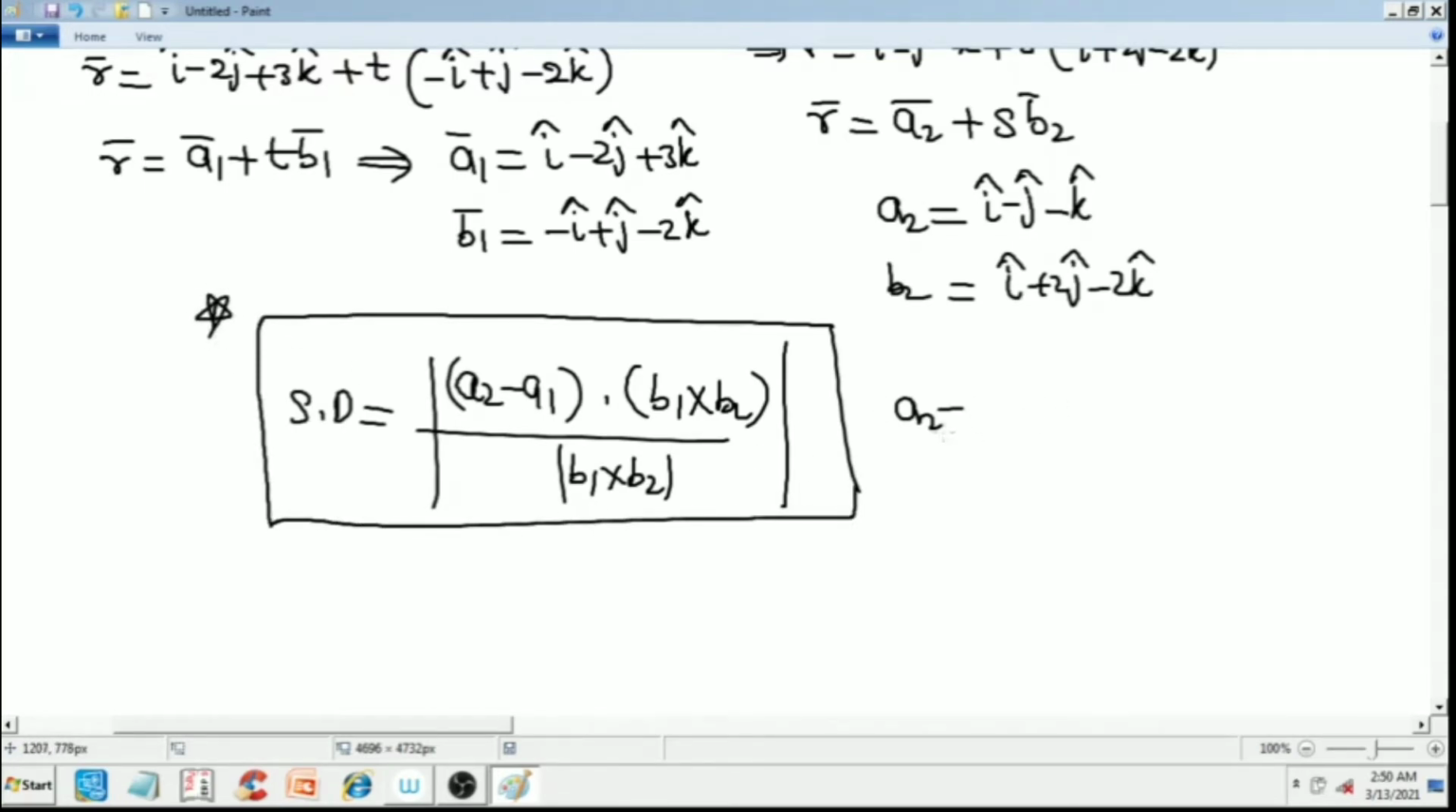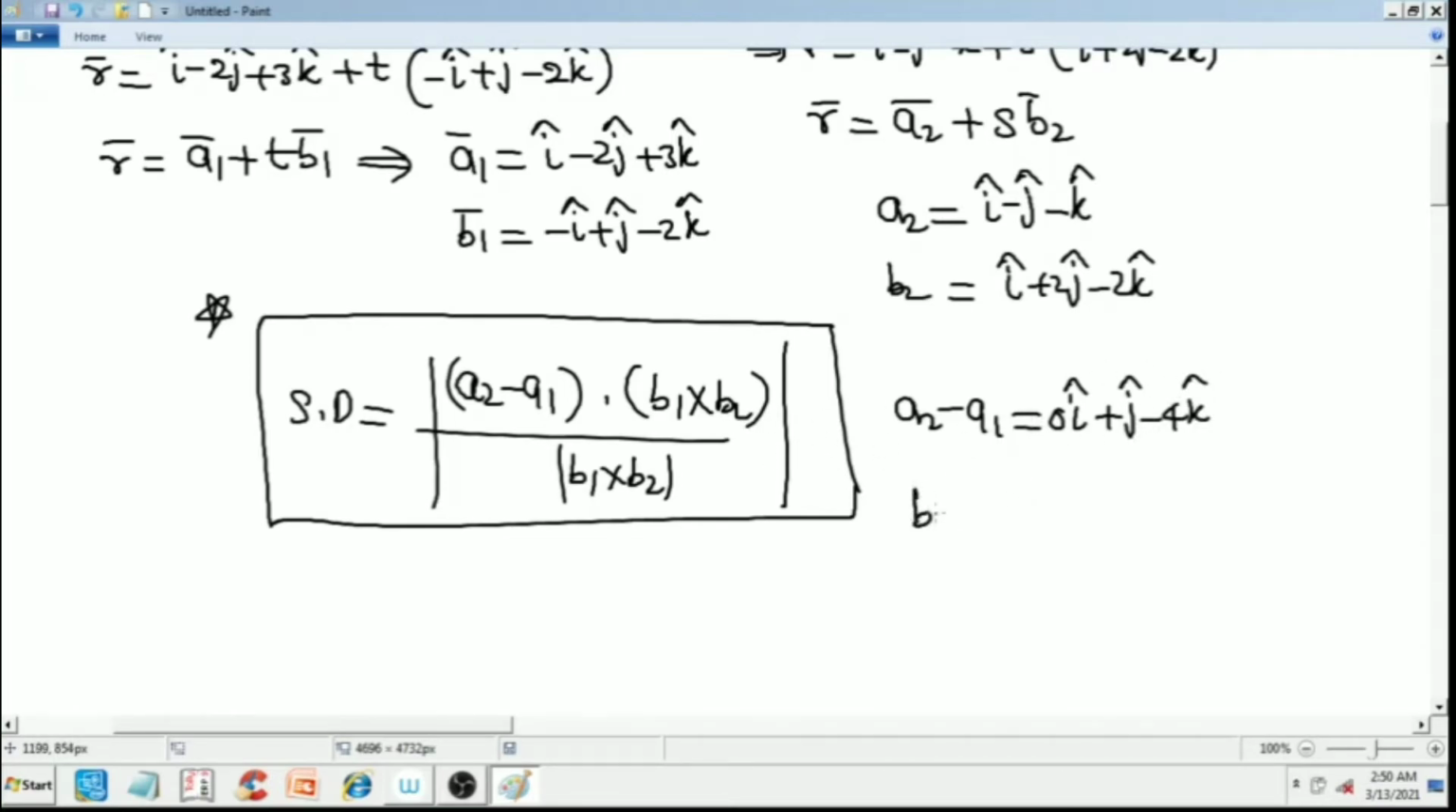Shortest distance between them. a2 minus a1 is equal to (1 minus 1) = 0 i bar, minus 1 minus of minus, plus 2 plus 1 j bar. Next minus 1 minus 3 is minus 4 k bar. So from here a2 minus a1 is equal to this.